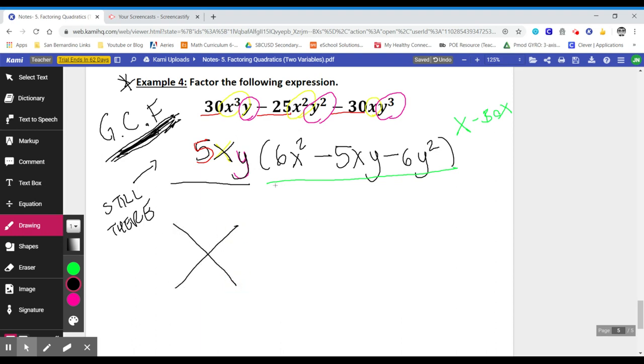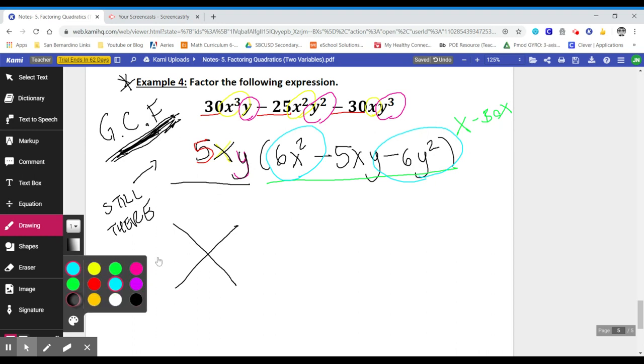So I'm going to put a big X. A multiplied times C, which is the first multiplied by the last, right? So that's A, B, and C. Don't forget the signs. In this case, I'm going to have 6 times negative 6, which is negative 36. First and the last, that would be x squared y squared. Then B is going to go on the bottom.